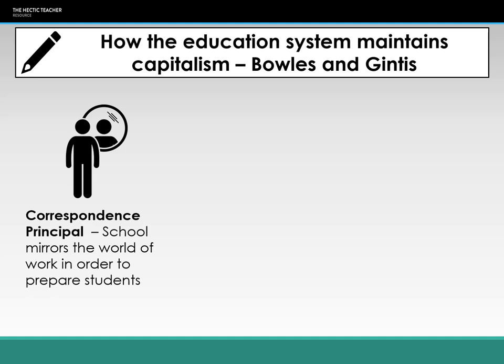There are elements of the education system and elements of the world of work which combine to prepare students to enter the world of work, which then promotes capitalism and maintains the capitalist system by people going to work, earning money, and spending money on things that they perhaps made at work.